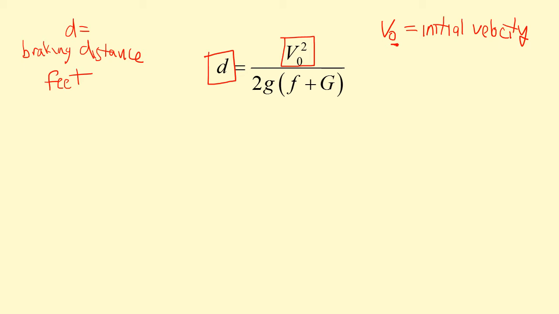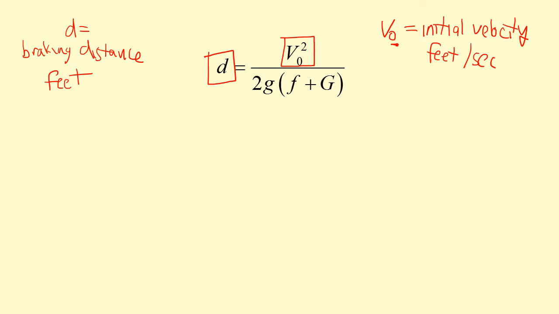And in this case, this is the velocity you're traveling when you first apply the brakes. So in other words, you're driving along at some speed and then you slam on the brakes. So right at that instant before you slam on the brakes, that's your initial velocity. And the key to this, and this is where the dimensional analysis will come in, is this is in feet per second. So we're going to have to come up with a number of feet per second to plug into this formula.